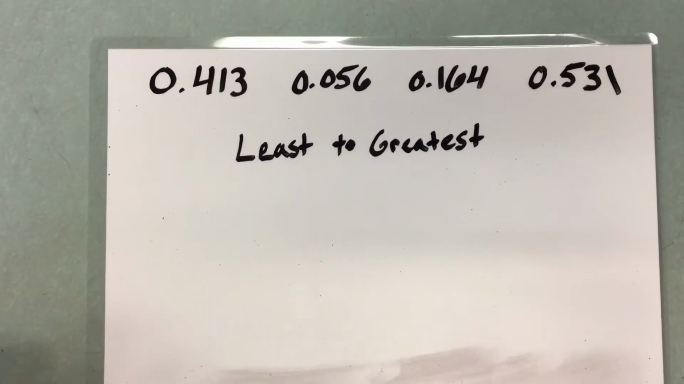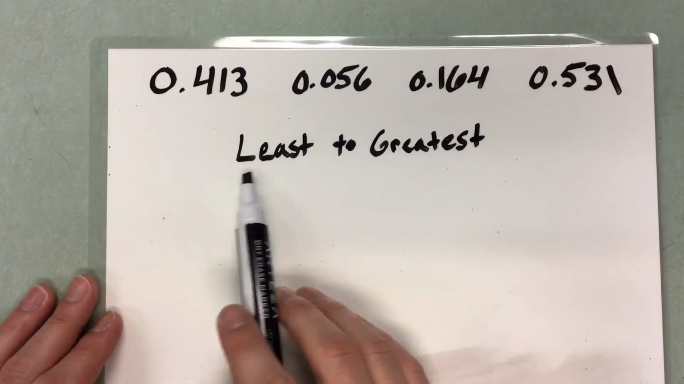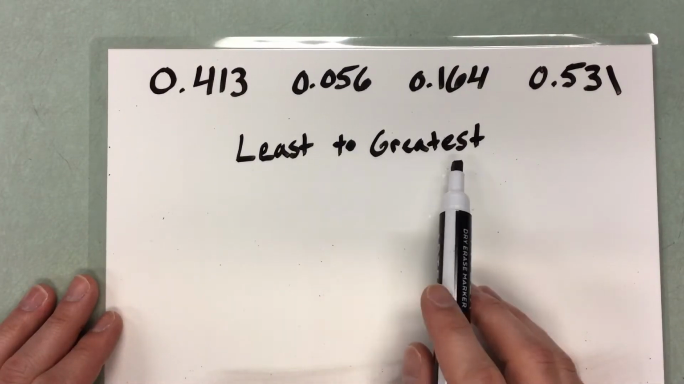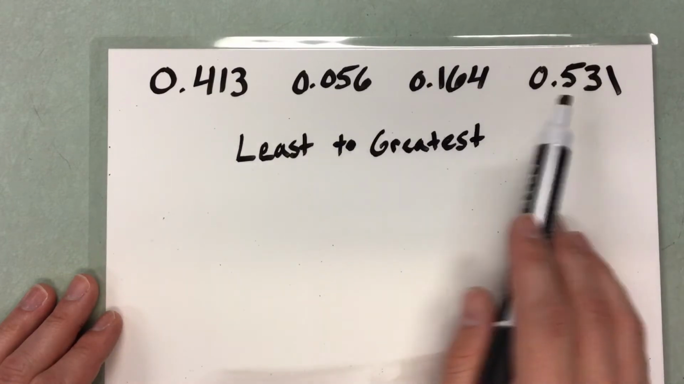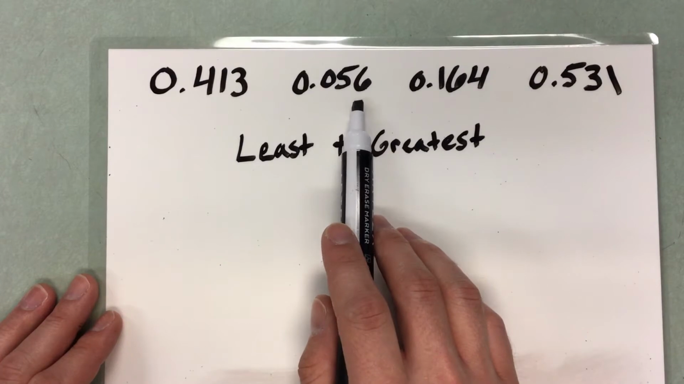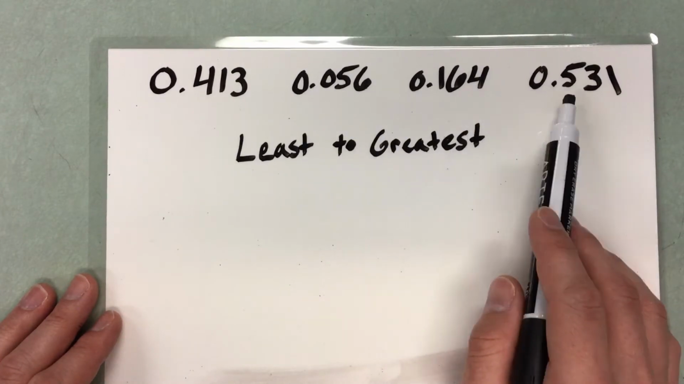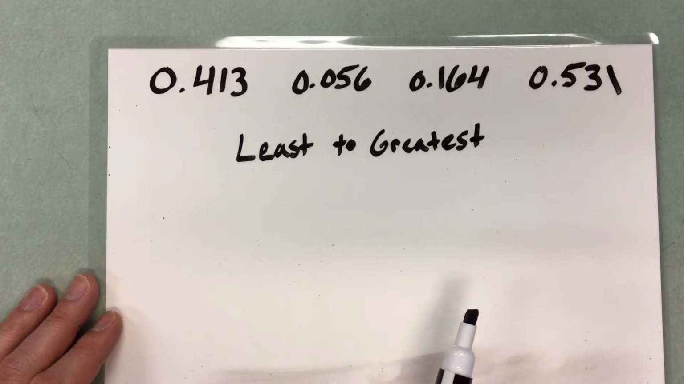For this next example, I'm going to be ordering decimals from least to greatest. So make sure you pay attention. I'm looking for the smallest to the largest. So I have these four decimals. I have 413 thousandths, 56 thousandths, 164 thousandths, and 531 thousandths.